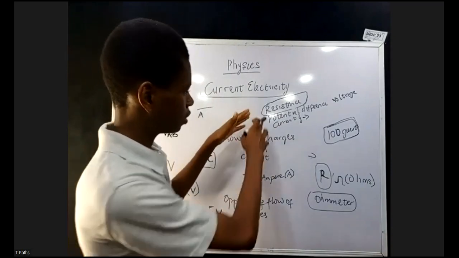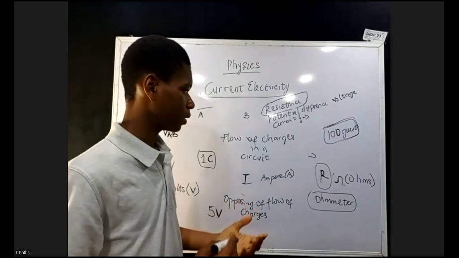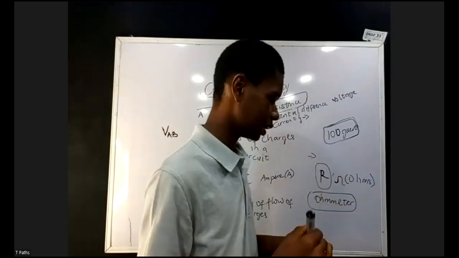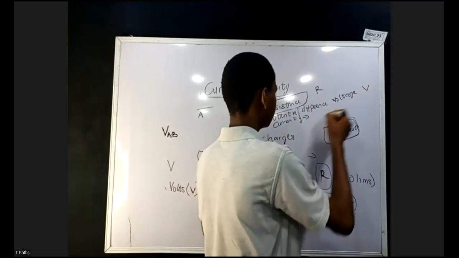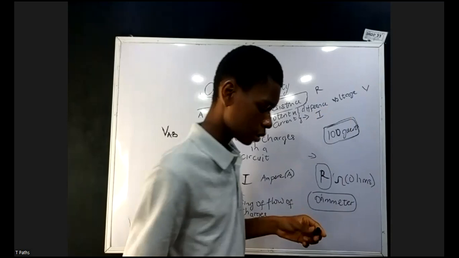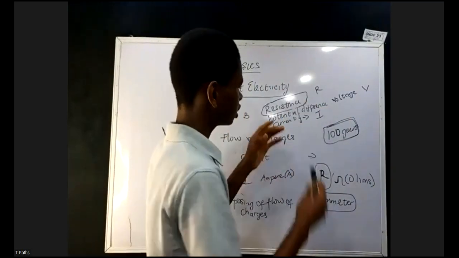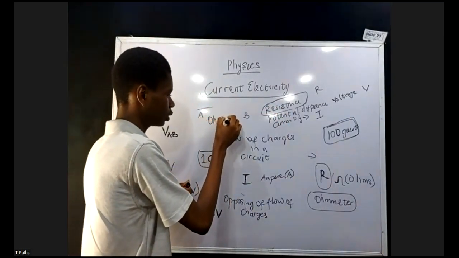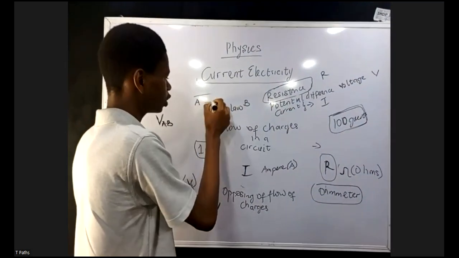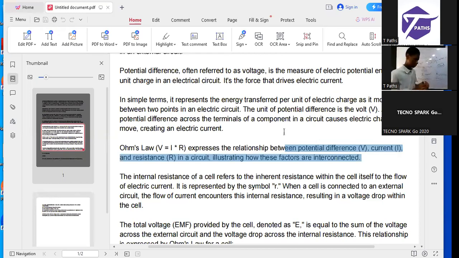Now, talk about resistance, current, and potential difference. In an electric circuit, resistance is R, potential difference is V, and electric current is I. So there is a relationship between these three quantities. What is the relationship between these three quantities? There is something called Ohm's law. This Ohm's law shows us the relationship between these three quantities. Now, what is Ohm's law? Let me just state it.